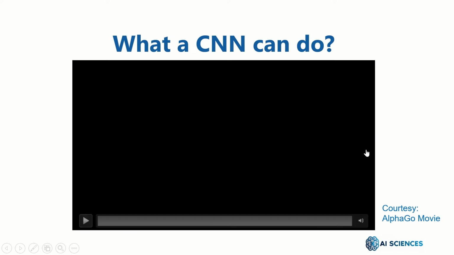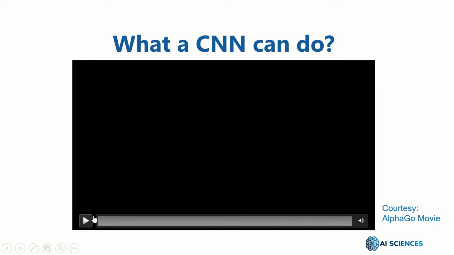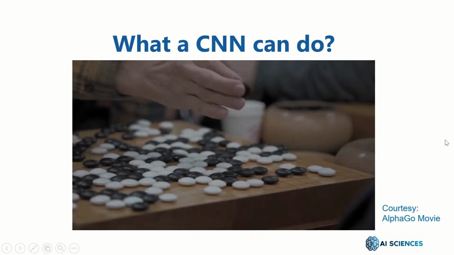In the next slide, I will also show you some of the basics of Go and how complicated this game is. But the point of the story is, although this AlphaGo agent incorporates reinforcement learning as well, one basic backbone of this whole framework is a convolutional neural network. So let's just go through this clip of the trailer.